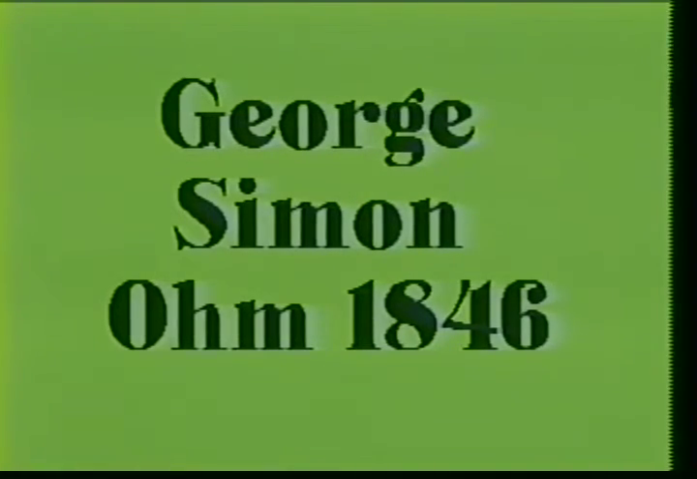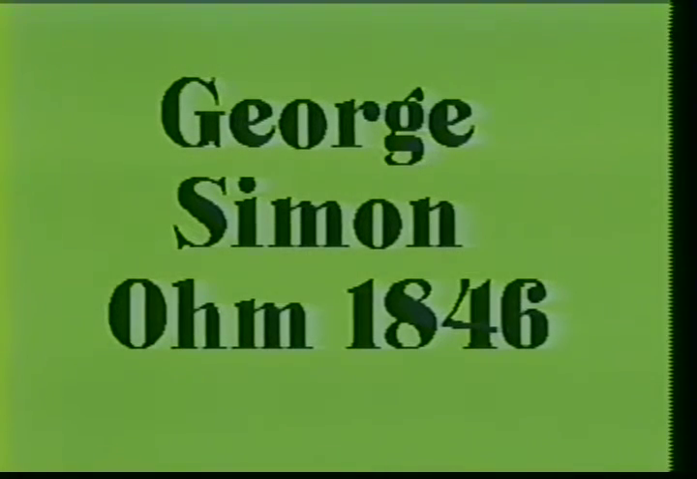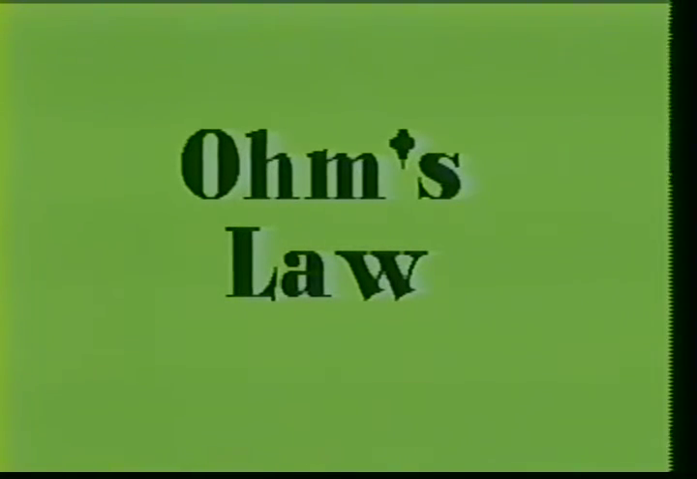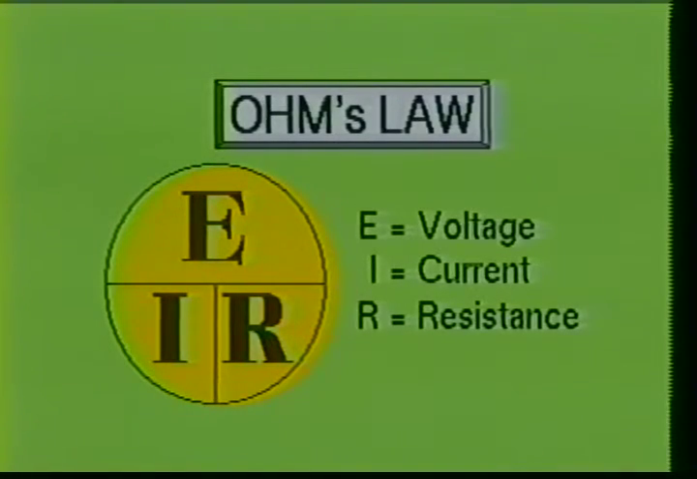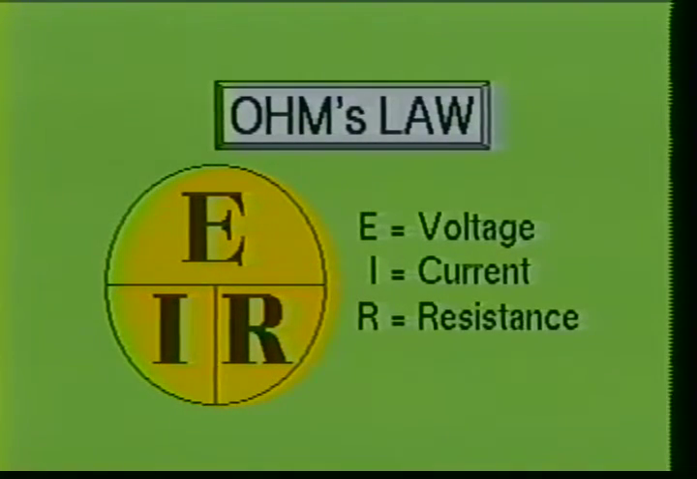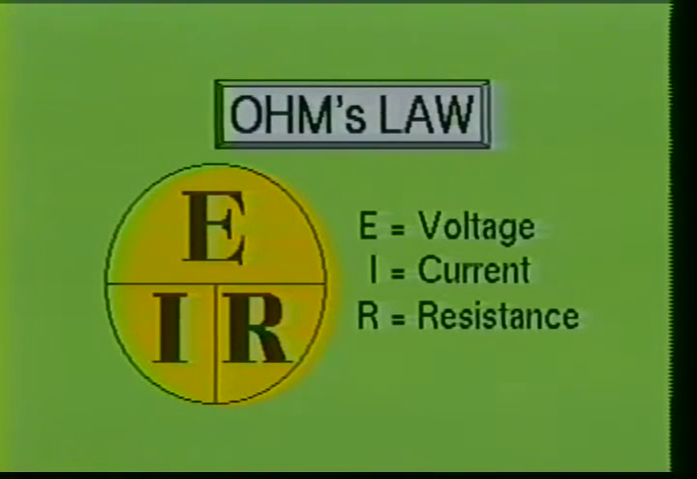A mathematical relationship between voltage, current, and resistance was found to exist by George Simon Ohm in 1846. This relationship was a most important discovery in electricity, and it was named Ohm's law in his honor. The equation for Ohm's law is voltage equals current times resistance, or simply stated, E = I × R. E represents the voltage, I represents the current, and R represents the resistance. We shall see that by knowing any two of these three variables, the third can be calculated very easily.